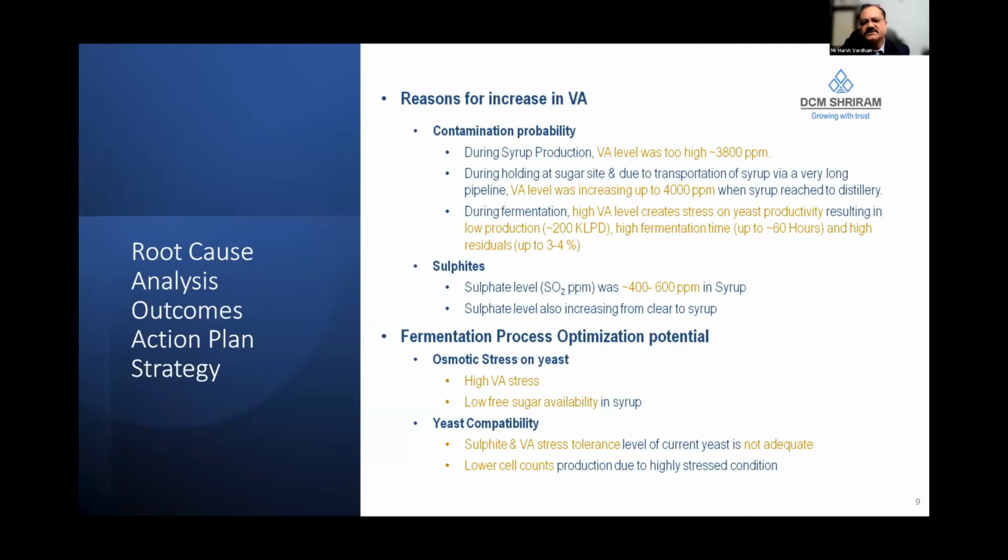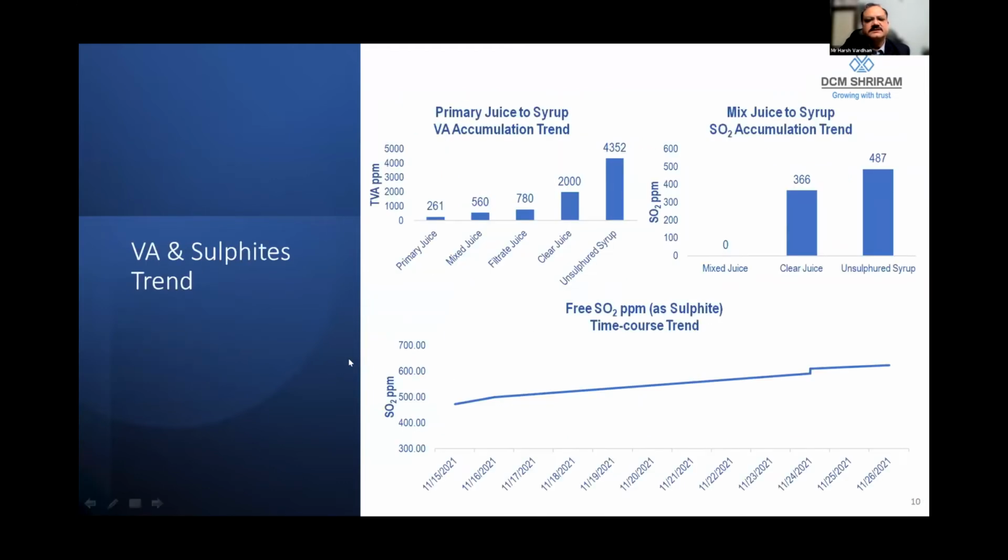Also, the sulfate levels were in the range of 400-600 ppm, because it is a double sulfitation process, although we were using unsulfured syrup. Because of this, in the fermentation side also, high stress on the yeast was happening. This is the graphical representation of how the accumulation of this VA happened. In the primary juice we analyzed, it was much lower, and at the unsulfured, the highest level we obtained was 4,352 ppm. Similarly, the sulfate content was also getting concentrated in the sulfur syrup.